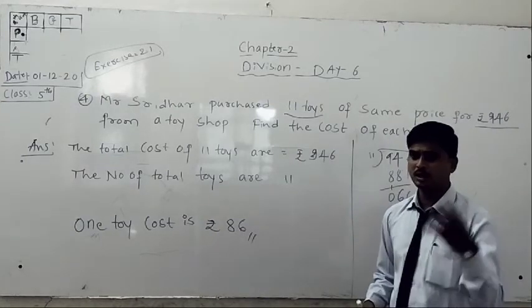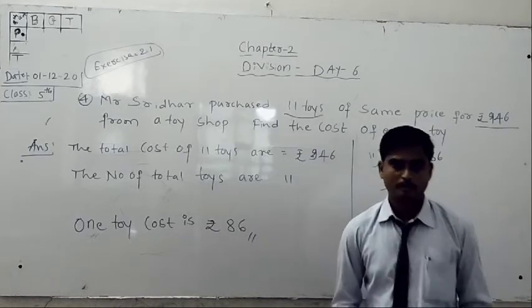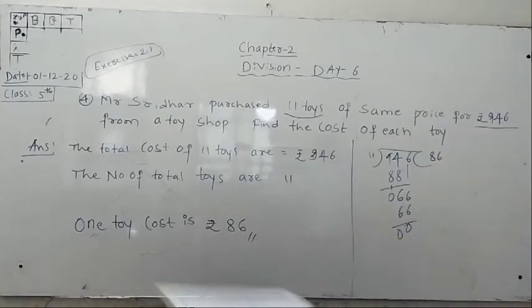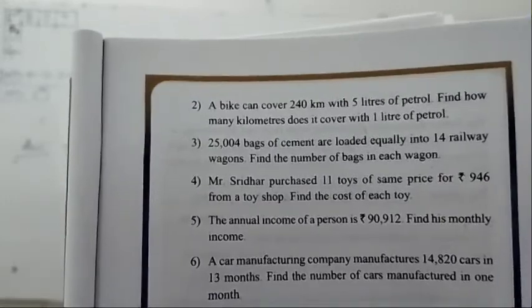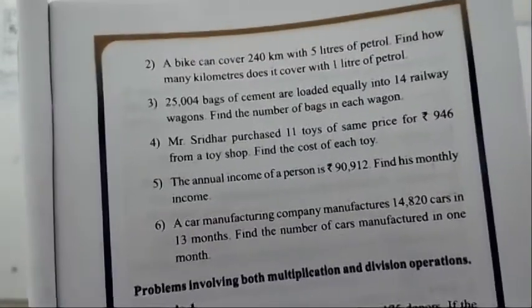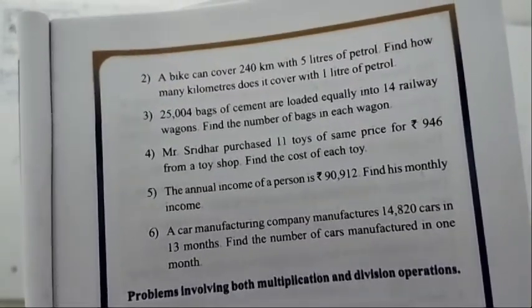Because remaining only some problems are there. You have to solve on your own because the questions are there. First one, second one I solved, third one also solved, fourth one also solved, and the remaining fifth one is there. The annual income of a person is 90,912. Find his monthly income.